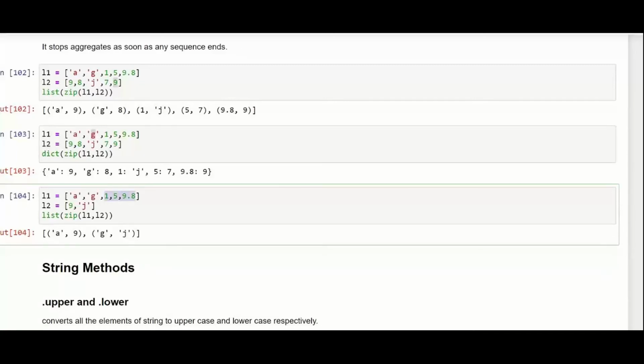Correct, Swati. It will ignore the extra values over the other list. So it will only give you the output where it is able to make a pair. For example, it was able to make a pair of A and 9, and it gave you G and J as output. The rest of the values are ignored.